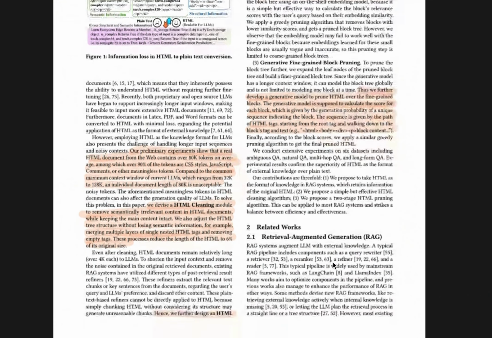Obviously. So they come up with this concept of an HTML cleaning module to remove semantically irrelevant content, and they also adjust the HTML tree structure without losing semantic information. For example, merging multiple layers of single nested HTML tags and removing empty tags. They say these processes reduce the length of the HTML to 6% of its original size. Let's say if that was 100k previously, it literally got to 6k. Just imagine, from 100k to 6k. So you have removed 94% of irrelevant information, right? They say that they also further design the HTML pruning module.